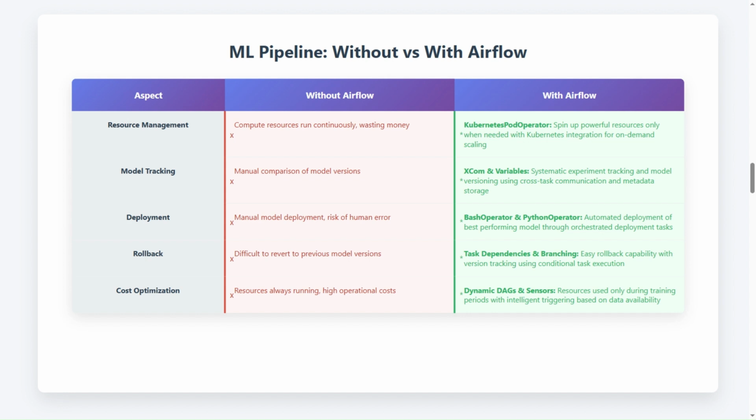Rollback. Without Airflow, it's difficult to revert to previous model versions. With Airflow, you get easy rollback capability with version tracking. This is managed through Airflow's variable system and custom operators that maintain model version history and can trigger rollback DAGs. Cost optimization. Without Airflow, resources are always running with high operational costs. With Airflow, resources are used only during training periods. This is achieved by Airflow's time-based scheduling and dynamic task generation that only creates resource-intensive tasks when needed. This is efficiency at its finest.